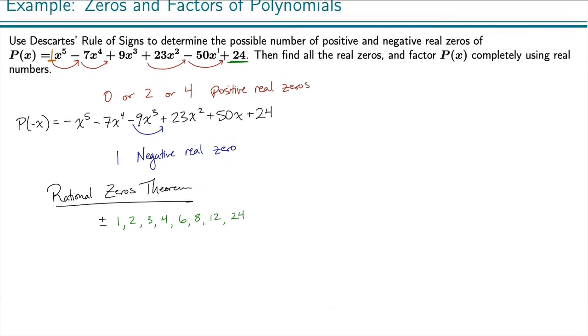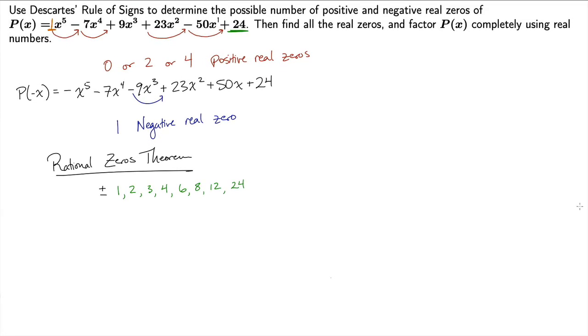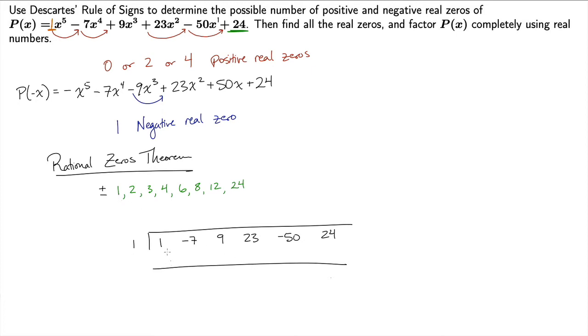And now we just need to start trying them out. It's not very fun, but we can do it. We're going to use synthetic division. We list out the coefficients of our polynomial: 1, negative 7, 9, 23, negative 50, and 24. I'm going to start with 1. Bring the 1 down. You're comfortable with synthetic division, so I'm going to just speed this up. And we've got a 0 here at the end, which is awesome.